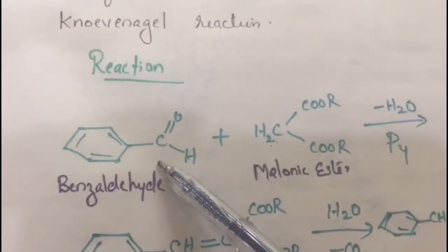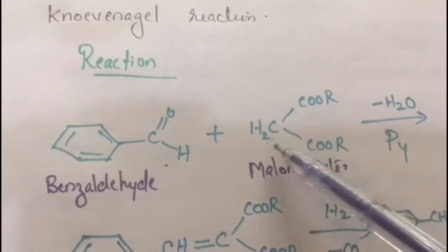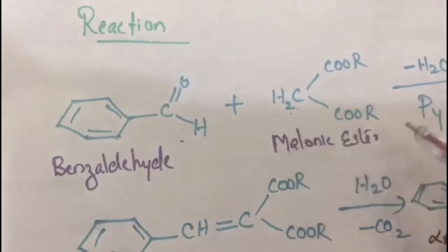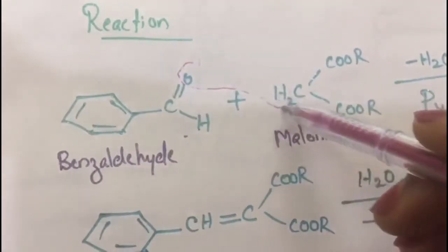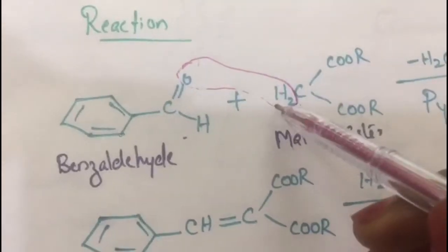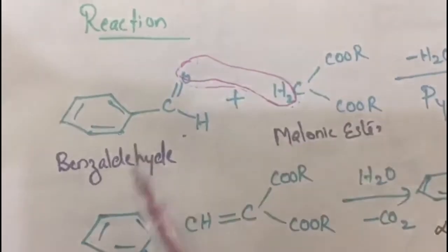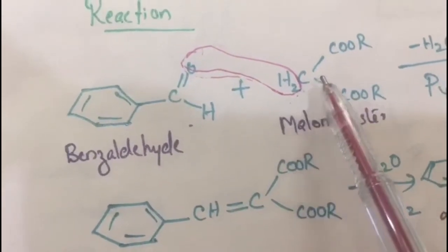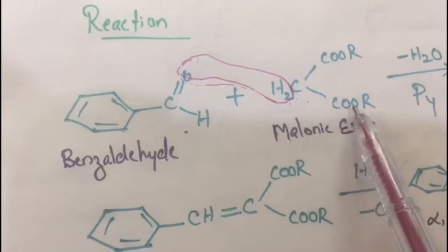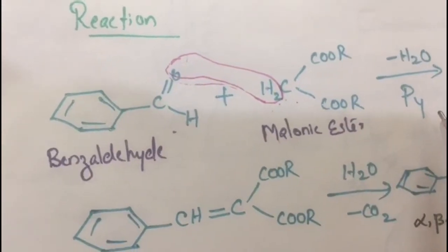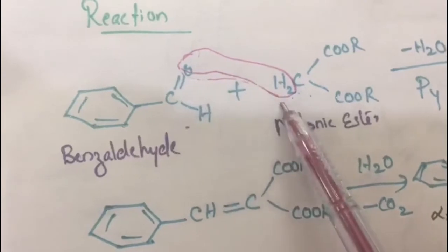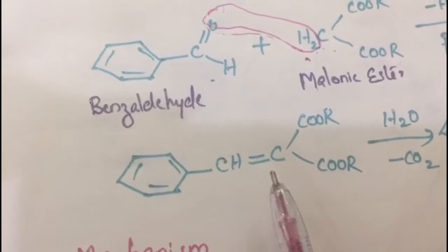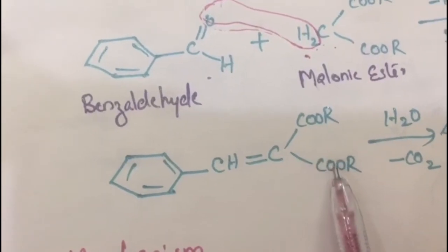Here benzaldehyde is treated with malonic ester. This malonic ester is the active methylene compound. So here water will be removed, O and H2, and the product formed will be C6H5CH=C(COOR)2. Here pyridine is the base we are using. So water will be removed from these two compounds and the product will be C6H5CH=C(COOR)2.